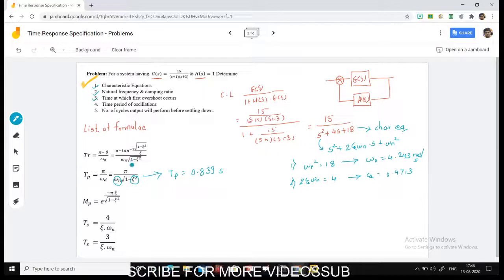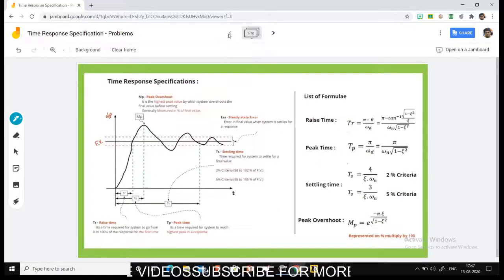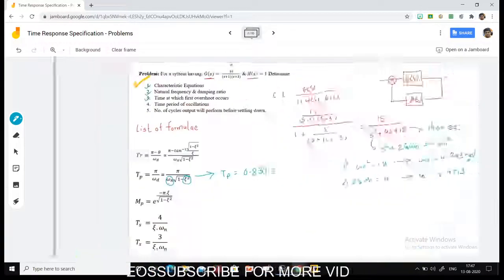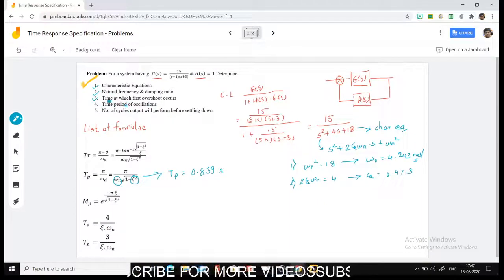The fourth thing we want to find is the time period of oscillation. If you observe the previous video, we have understood that the system will start oscillating and it will get settled after some period of time. After the settling time, there is no oscillation. So here it is not given that you have to find the settling time, but the time period of oscillation is basically the settling time. After settling, there will not be any oscillation. So we need to find Ts in this case. It is not mentioned which Ts you need to find, 2% or 5% criteria, so you can go with both if it is not asked.